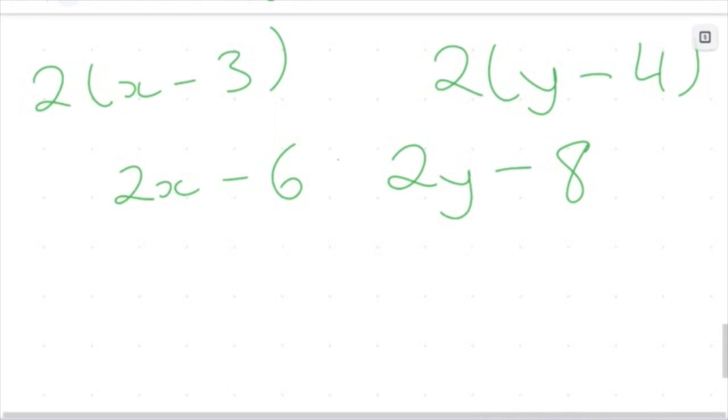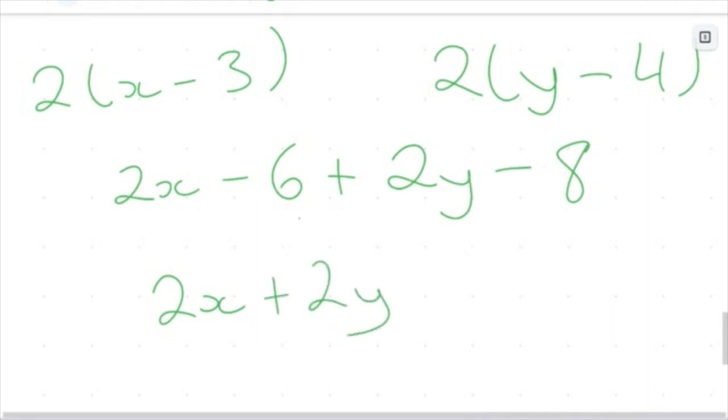I'm going to take this and add it to this. So you can see, hopefully, that 2x and 2y are not like terms. So there's nothing I can really do with these two. I have to leave them as is. So here I just have 2x plus 2y.